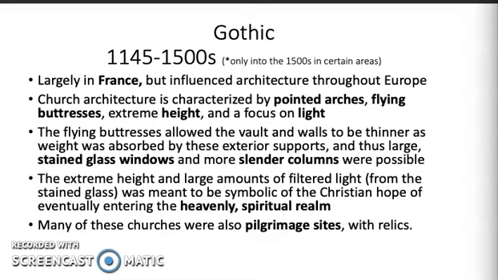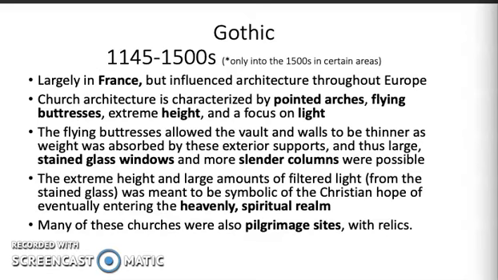Romanesque architects always faced the problem of bringing in light. Gothic architects in France solved this problem. Gothic architecture is really easy to identify. It's all about height and light. Because Gothic architects developed pointed arches rather than rounded ones, they were able to fix the light problem.